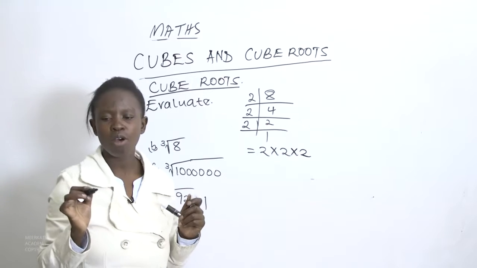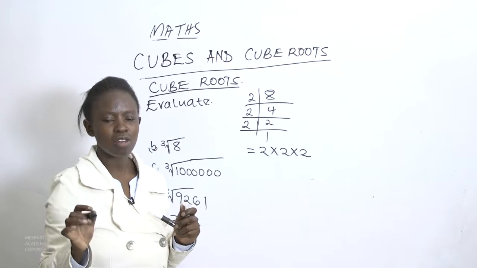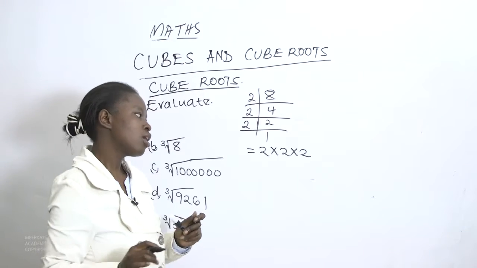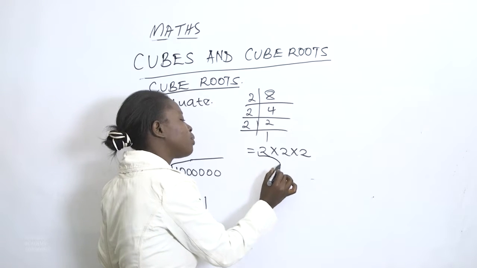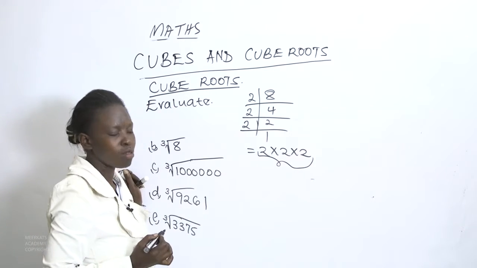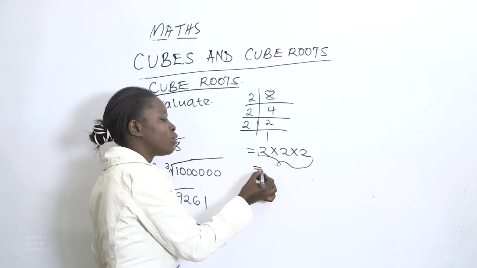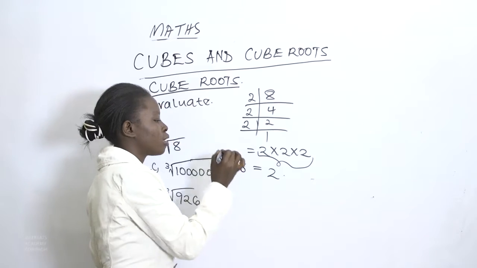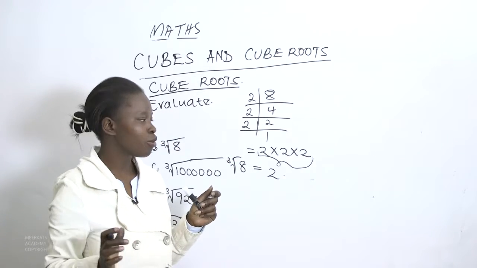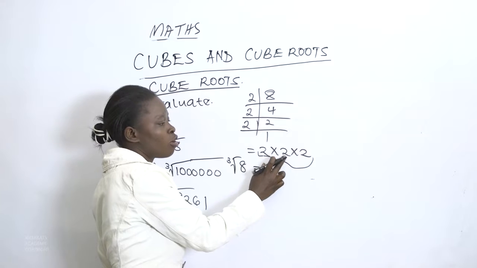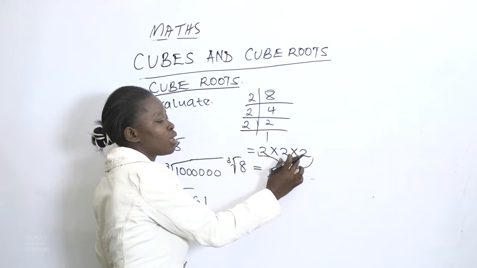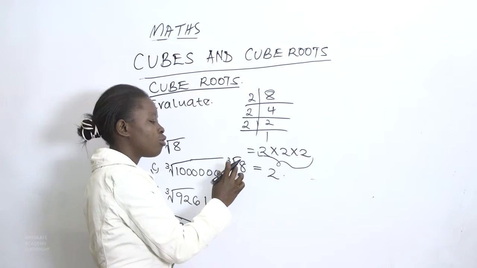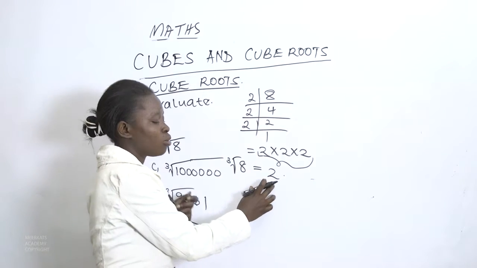But we are looking for cube root. Cube root is that number that is repeating itself, repeated multiplication thrice. So we are having these 2 repeating itself 3 times. So it simply means that since my 2 is repeating itself 3 times, then the cube root of 8 is 2. Let us prove to find out. 2 times 2 is 4. 4 times 2 will give us 8. So it means that the cube root of 8 is 2.